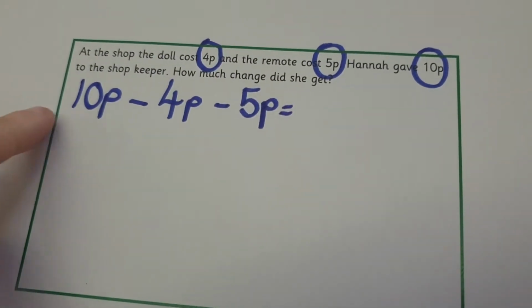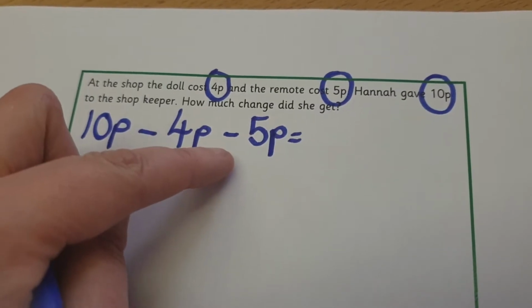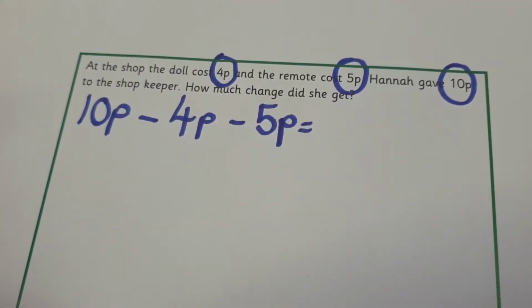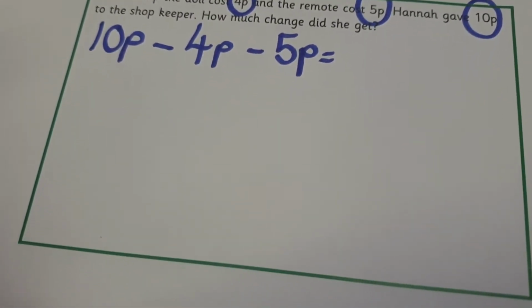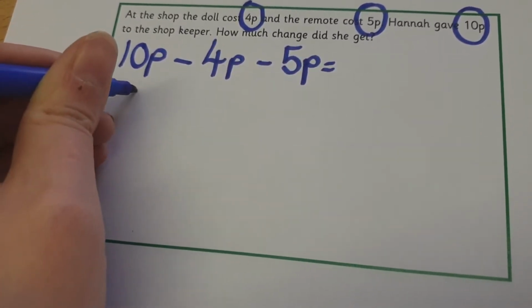And do my equal sign, so I've got 10p, take away 4p because she bought the doll. And then I've still got to take away 5p because she bought the remote. What could I do to help me solve this sum? Well done. I'm going to draw my 10 1p's.